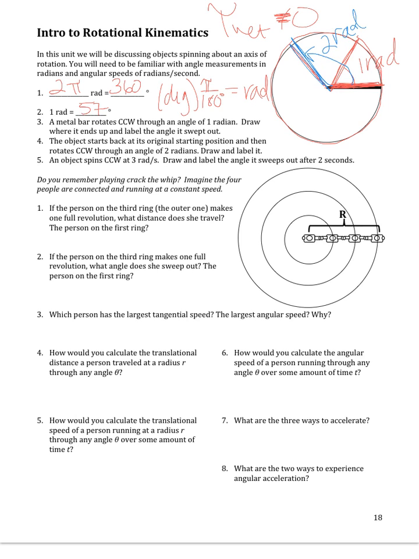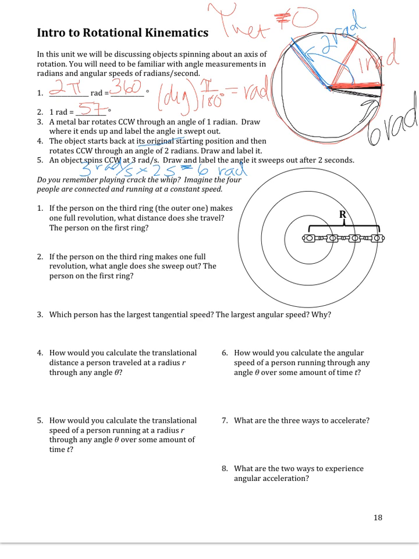Number 5, an object spins counterclockwise at 3 radians per second. Draw and label the angle it sweeps out after 2 seconds. Well, if I'm going 3 radians per second times 2 seconds, I'm going to go through 6 radians. 6 radians is almost a full circle, because a full circle is 2 pi. Pi is 3.14. So if I go through 6 radians, I'm almost going to make it back around. It's probably going to be an angle right about here. That's going to be 6 radians. So if something rotates 6 radians, it goes almost all the way around.